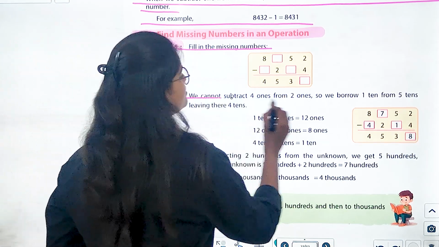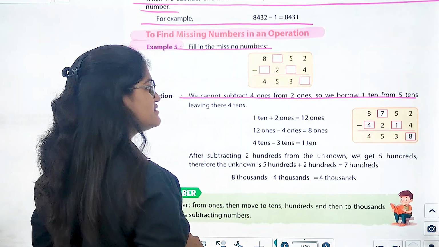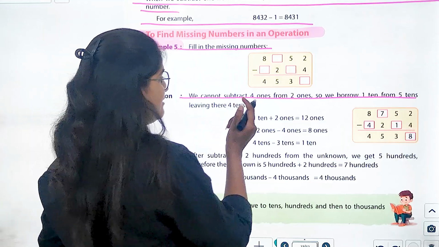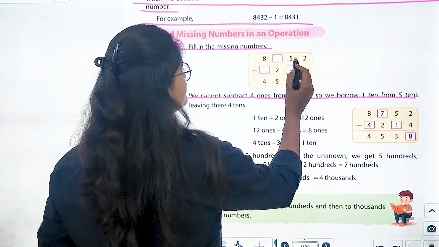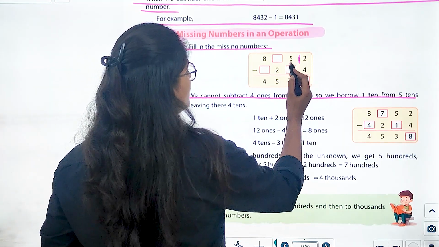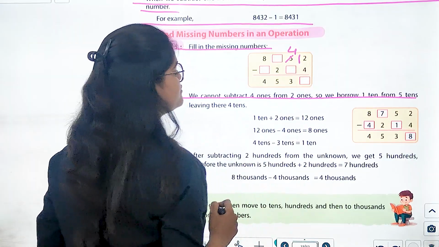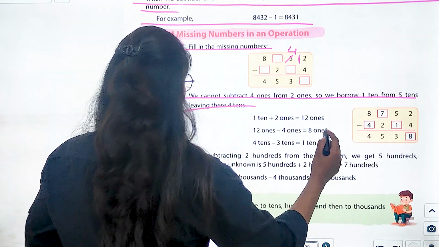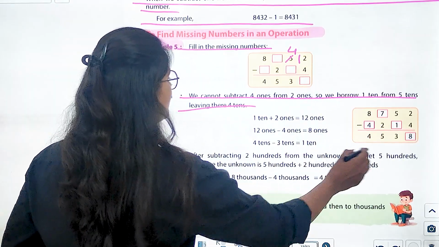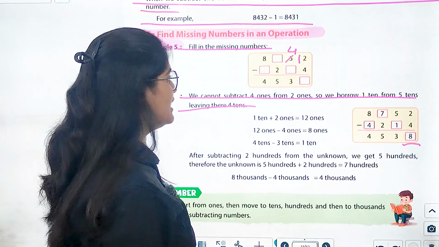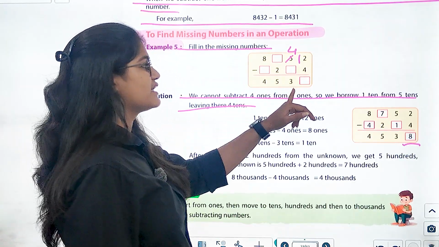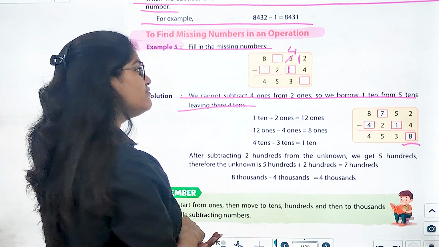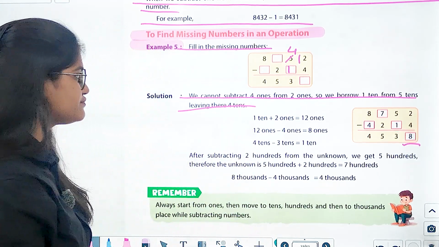So we cannot subtract 4 ones from 2 ones, right? So we borrow 1 ten from 5 tens leaving 4 there. तो हम क्या करेंगे, यहाँ पे 1 बोरो कर लेंगे और यहाँ पर 4 छोड़ देंगे. करेक्ट. तो नाउ व्हाट दे आर सेइंग, 12 minus 4 is 8. करेक्ट. अब 4 में से हम क्या सब्ट्रैक्ट करेंगे, वी गेट 3. So we write 1 over here because if we subtract 1 from 4 we get the answer 3.